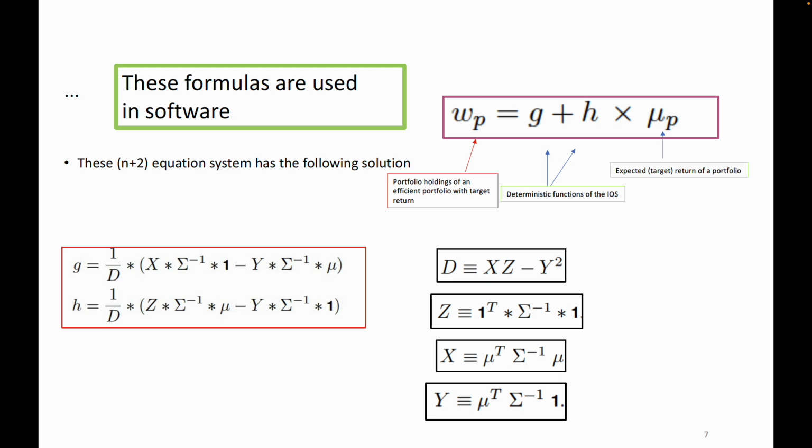The mean variance frontier is like this belly-shaped or this bullet type parabola. We will see it has an efficient part on the top, inefficient part on the bottom.